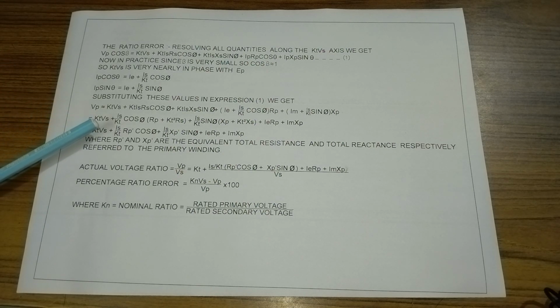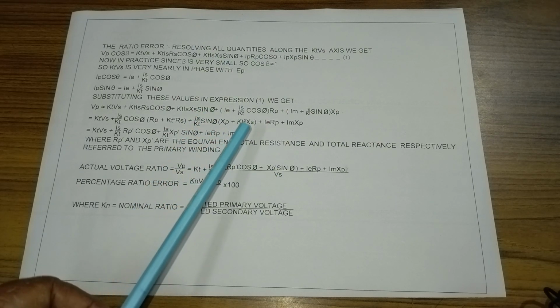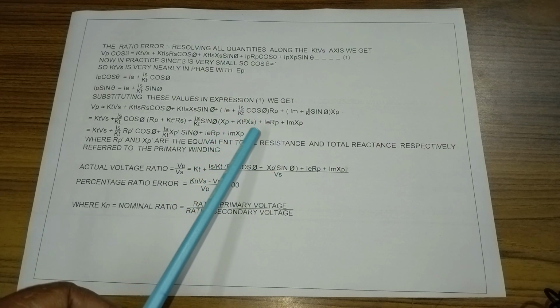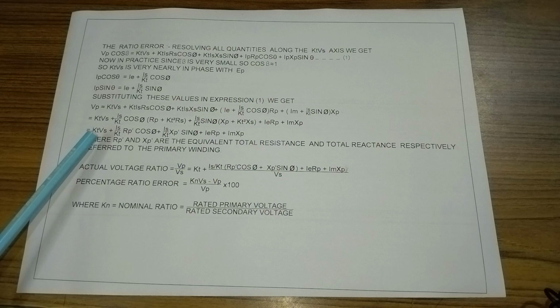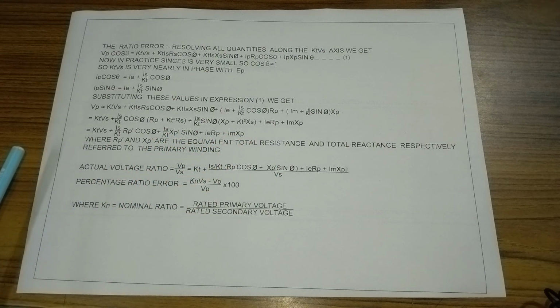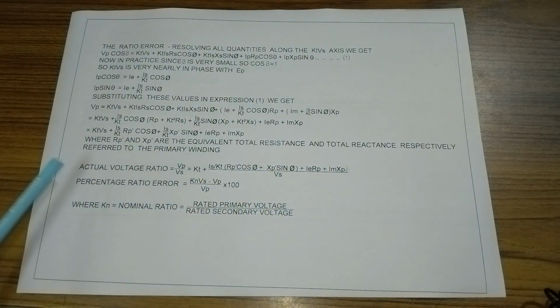is equal to KTVS plus IS by KT cos phi within bracket RP plus KT square RS plus IS by KT sin phi into within bracket XP plus KT square XS plus IERP plus IMXP, which is KTVS plus ISKT RP dash cos phi plus ISKT XP dash sin phi plus IERP plus IMXP, where RP dash and XP dash are the equivalent total resistance and total reactance respectively referred to primary winding.